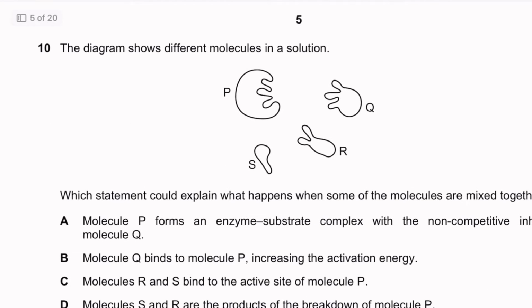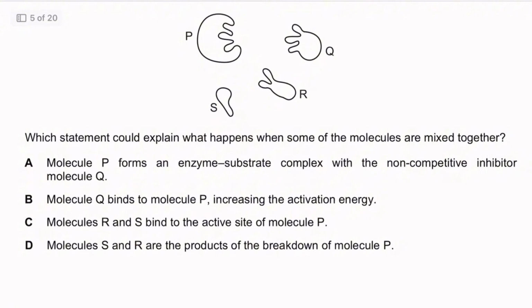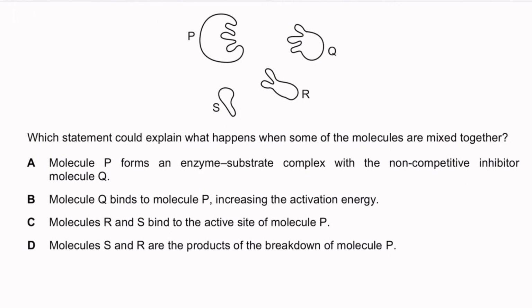Okay. The diagram shows different molecules in a solution. So which statements could explain what happens when some of the molecules are mixed together? Molecule P forms an enzyme substrate complex with a non-competitive inhibitor and molecule Q. Okay, so firstly, molecule Q does not look anything like a non-competitive inhibitor because let's just say that it's perfectly complementary to the active site of the enzyme.